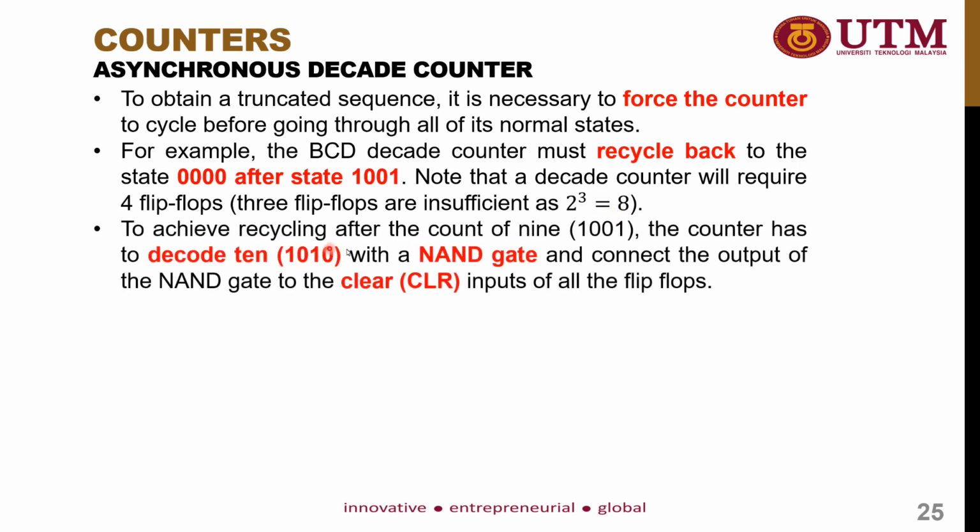It is not enough to create a decade counter, because we need 9 different counts. To achieve recycling after the count of 9, which is 1001, the counter has to decode 10, the value that we don't want, which is 1010, with a NAND gate, and connect the output of the NAND gate to the CLR inputs of all the flip-flops. So in order for us to truncate the counter, we need to decode the counter, and to decode the counter, we need to use a NAND gate.